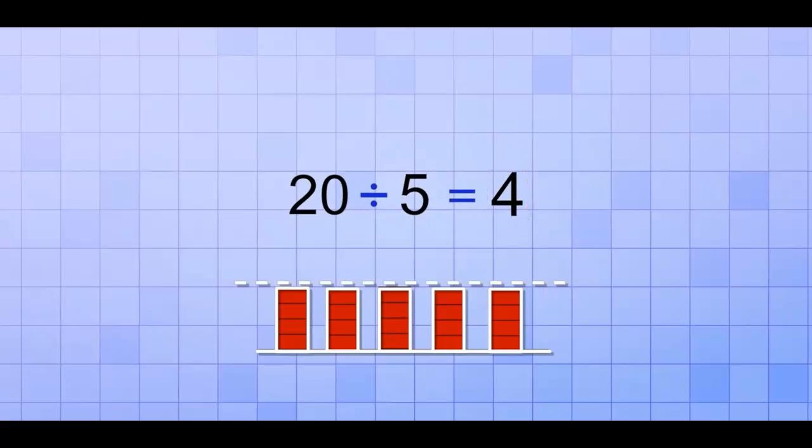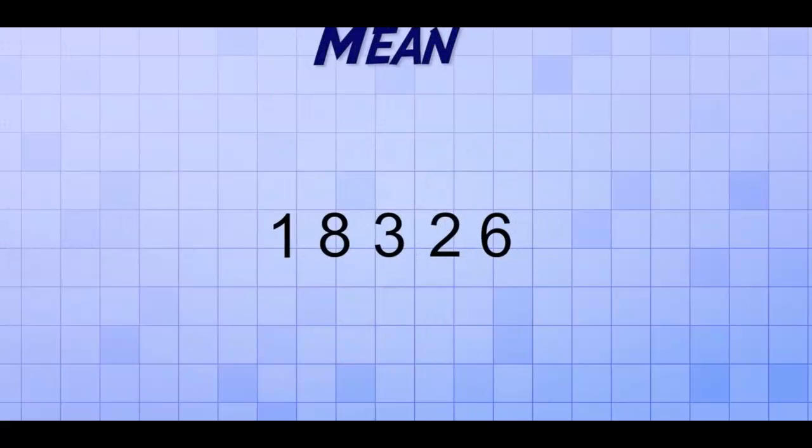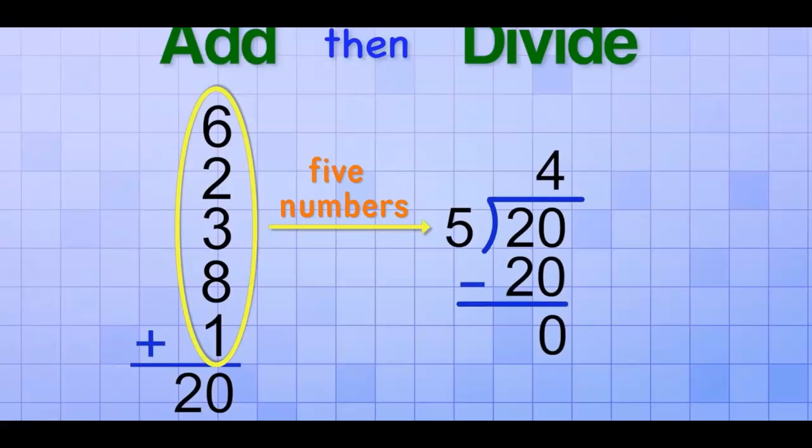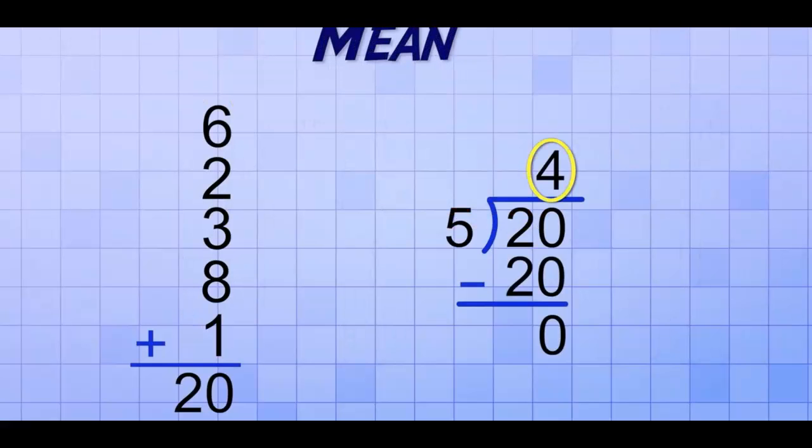So that's the math procedure you use to find the mean of a data set. Just 2 simple steps. You add up all the numbers in the set, and then you divide the total you get by how many numbers you added up. The answer you get is the mean of the data set.